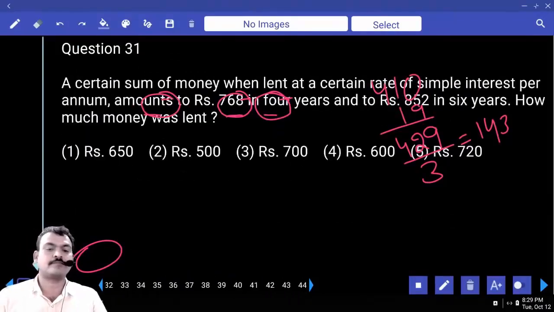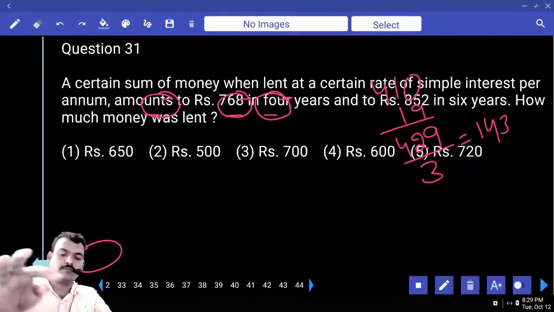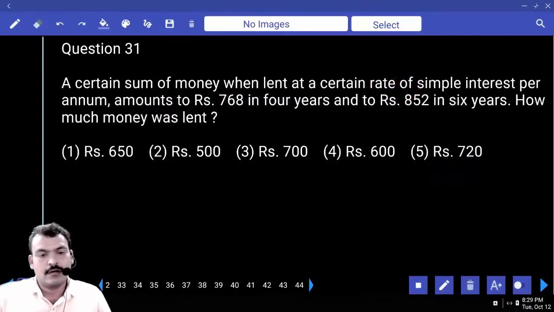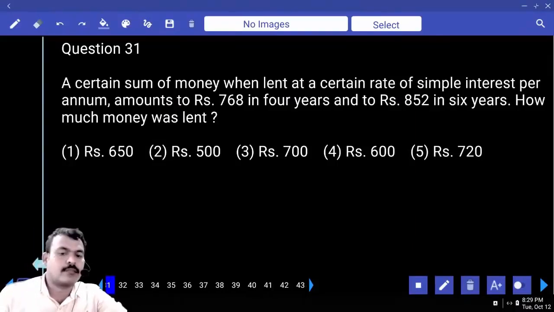Next 31. Question number 31. A certain sum of money when lent at a certain rate of simple interest per annum amounts to how many rupees? 768. And how many years are given?